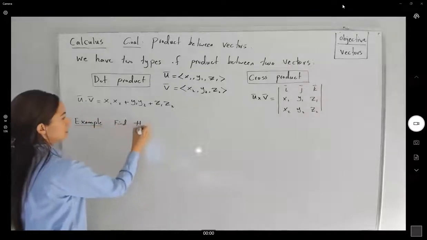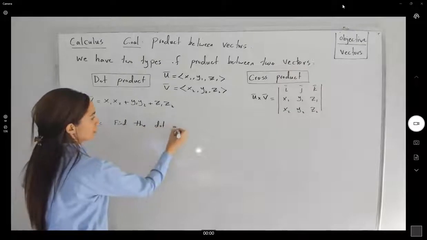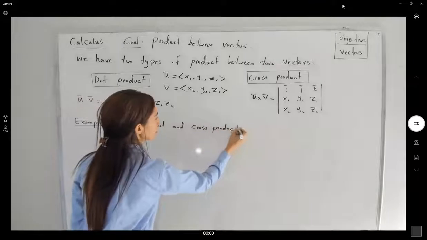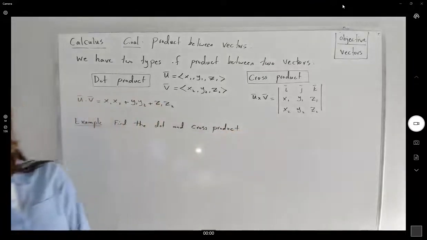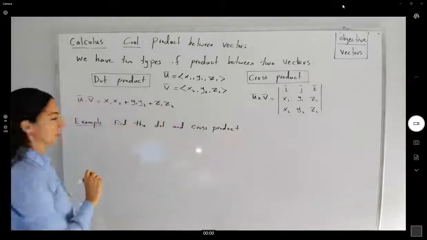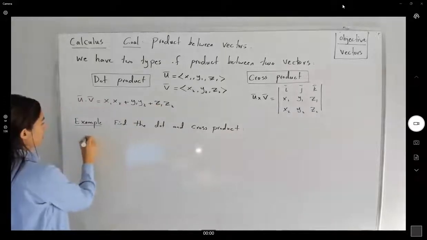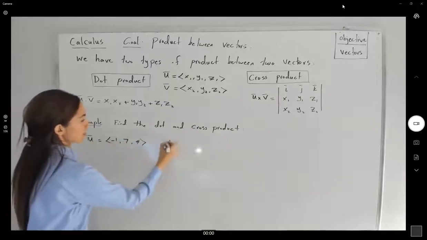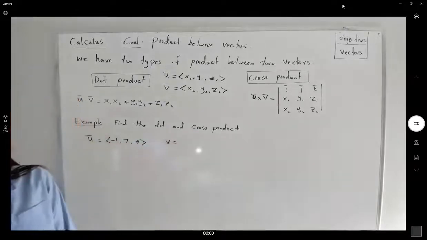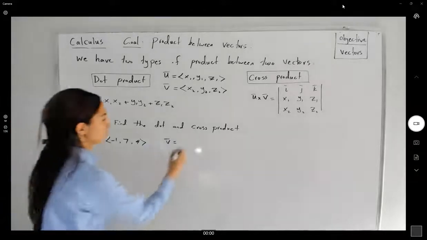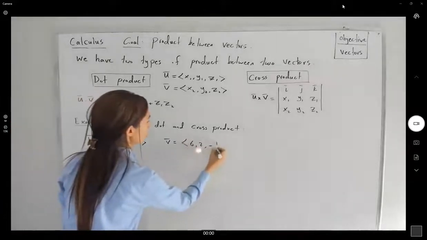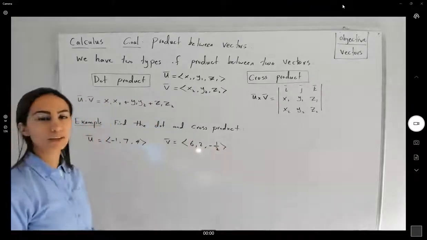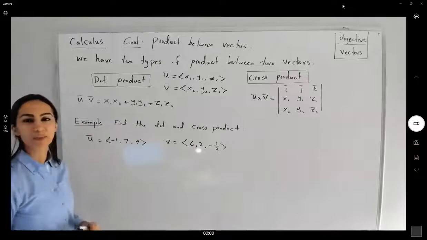So in this example, the question says, find the dot and cross product of the following vectors. Here we have vector u: -1, 7, and 4. And the second vector, vector v, is equal to 6, 2, -0.5. Well, let us find the dot product first. Then we're going to check the cross product.